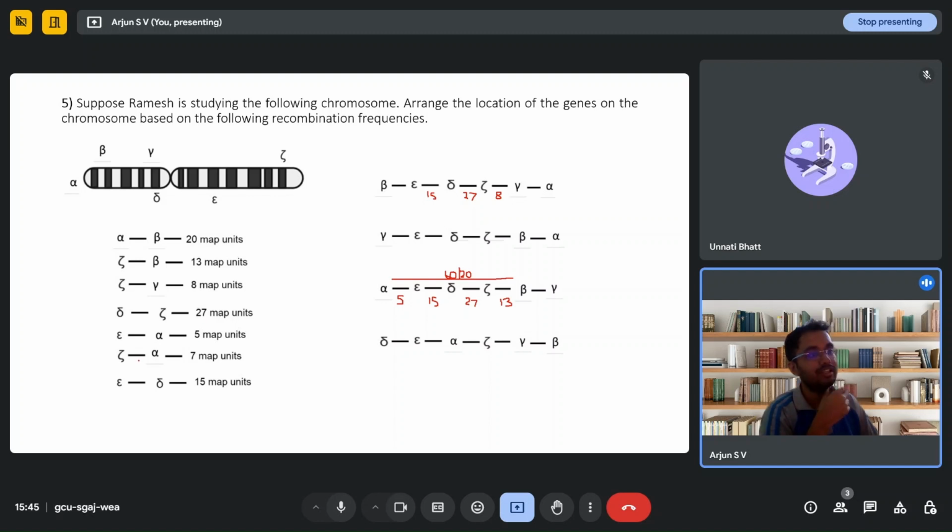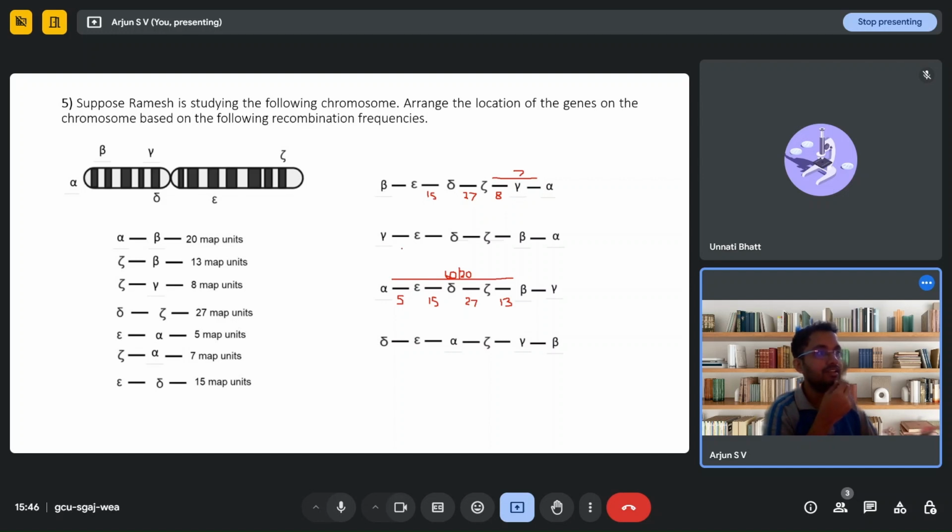So actually this also makes sense. Gamma to omega is 8 map units, but here omega to alpha is given 7 map units, which is technically not possible. Then alpha has to come before gamma, which is not the case here. So this can't be the correct answer. And C already we solved it. It's not the correct answer.